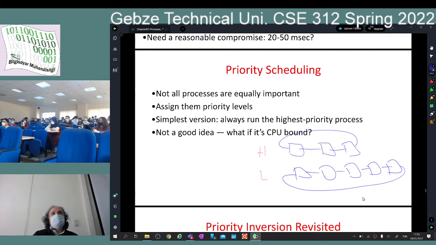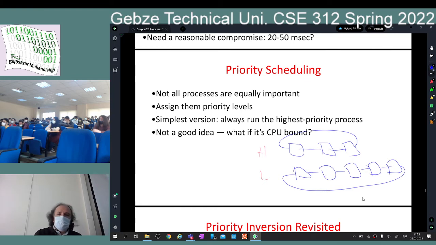Some people ask, if I have priority scheduling, what are the priorities? There are important users and less important users, and you might think of it that way. Sometimes it is, but most of the time it is based on behavioral differences between the processes. One process is interactive, the other one is not interactive. So not all processes are equally important. Assign them priority levels. Simplest version: always run the highest priority processes.